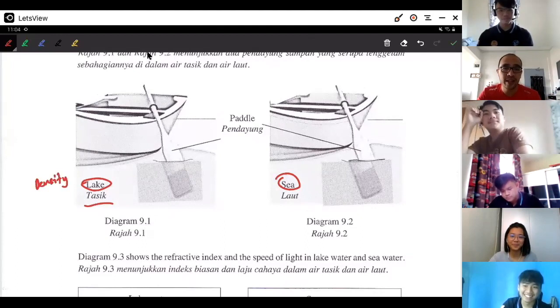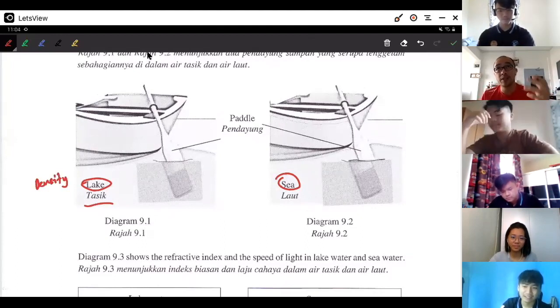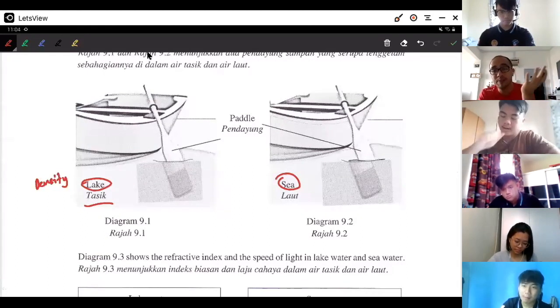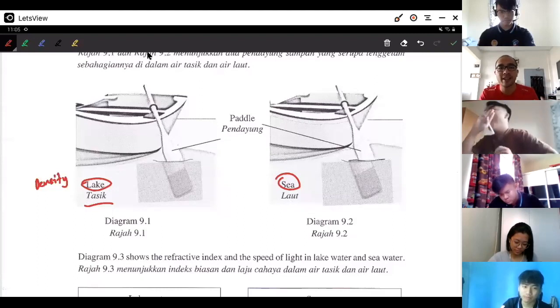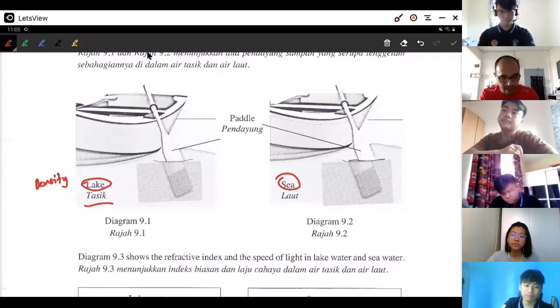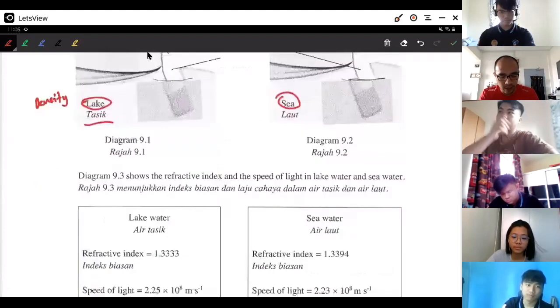So yeah, lake water is actually less dense. We assume that lake water is fresh water, so fresh water is like pure water. Although actually it's not true. Lake water actually is not pure water, but we assume that there is less stuff in the lake than in the sea.